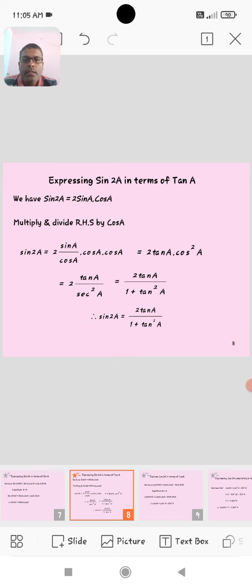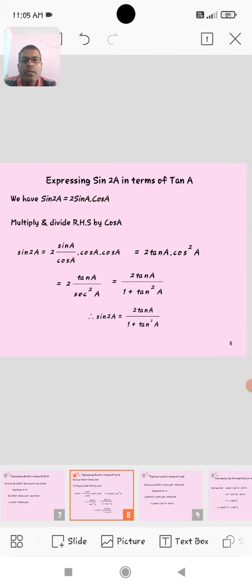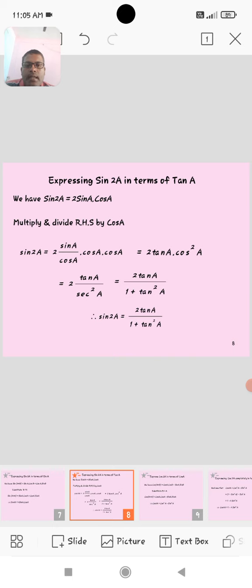This is another formula. How many formulas are there for sin 2a? Sin 2a is equal to 2 sin a cos a, and again sin 2a we get 2 tan a by 1 plus tan square a. So you have to remember both sin 2a formulas: 2 sin a cos a, and in tan function, 2 tan a by 1 plus tan square a.